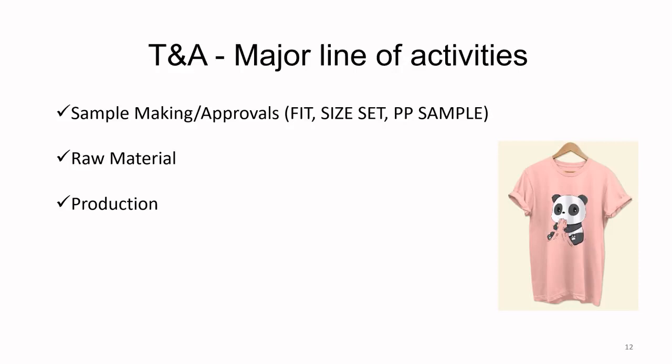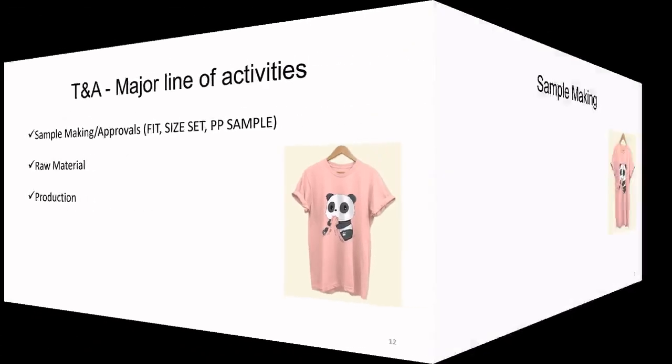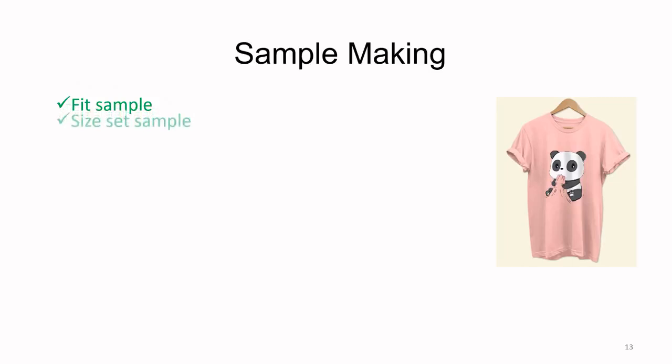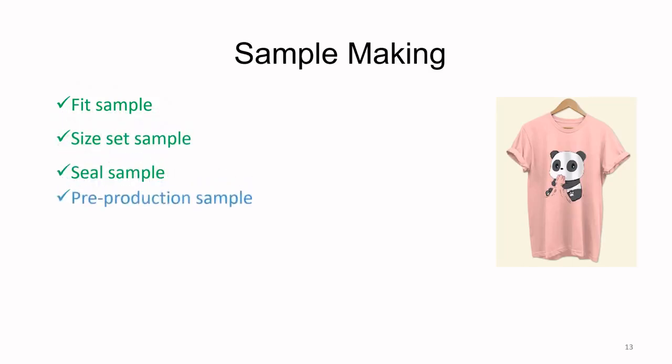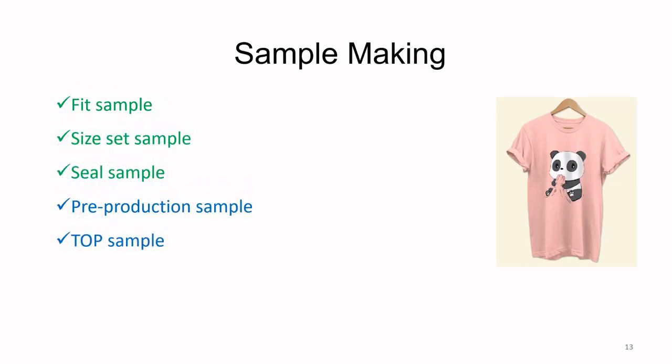Second line of activity is the raw material. So you have to get the fabrics and the labels, stitching thread, etc. And the third is the production, where the actual production will be done, where the raw material will be converted into finished goods. So these are the three major lines of activities if we are talking about the time and action calendar for garments. Now we're going to discuss these three areas one by one.